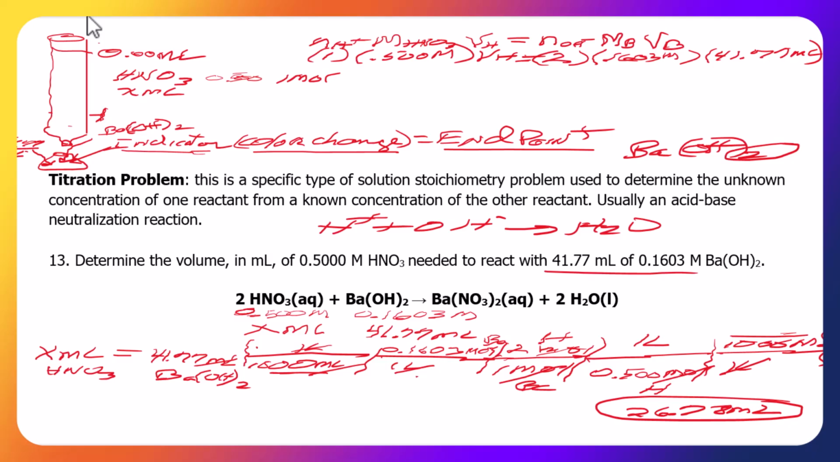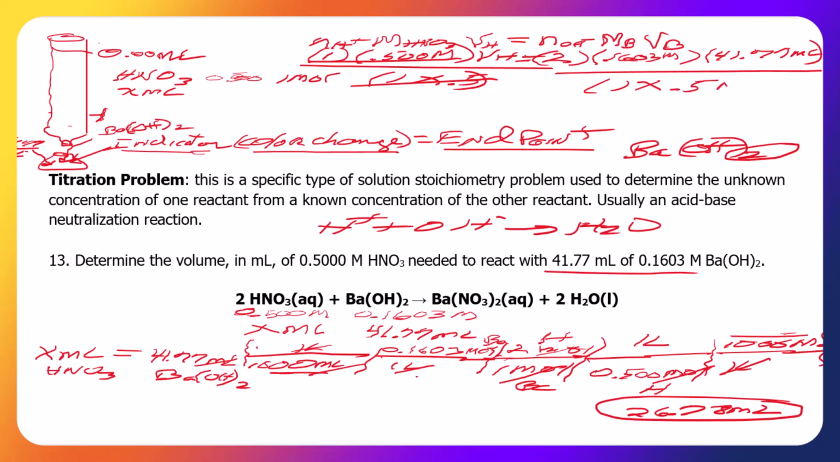So now I just have an algebra problem to solve, and I'm solving for volume, so I'm just going to divide both sides by 1 times 0.5, and it cancels over here. I have to do the same thing over here, 1 times 0.5 molar. Now, the molarity cancels. That's not what I'm looking for. The volume in milliliters is going to stay alive. And so I have 2 times 0.1603 times 41.77 divided by 1 times 0.5.